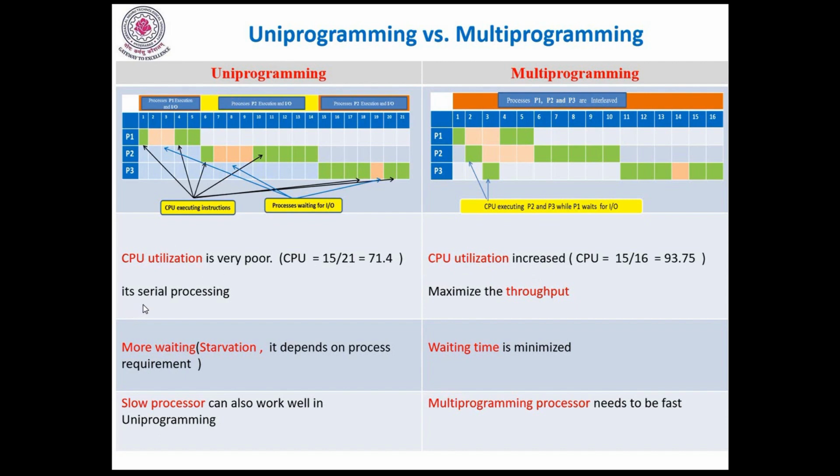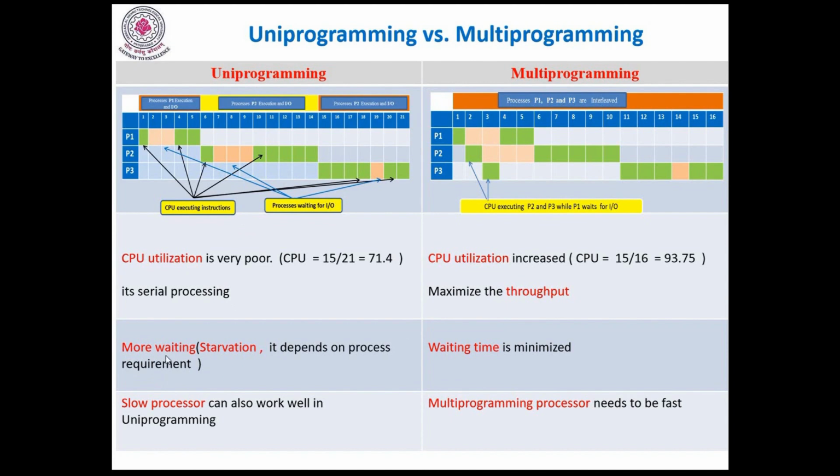In uniprogramming, it's serial processing, so we cannot calculate the throughput. Whereas in the multi-programming, it is simultaneous processing, so definitely the throughput will increase. Let us see. When P1 is waiting for the IO devices, the CPU is allocated to P2. When P2 is waiting for the IO devices, the CPU is allocated to P3. So all the processes execute in a simultaneous manner, whereas in the uniprogramming, all the processes are in a serial manner. So throughput is maximized.